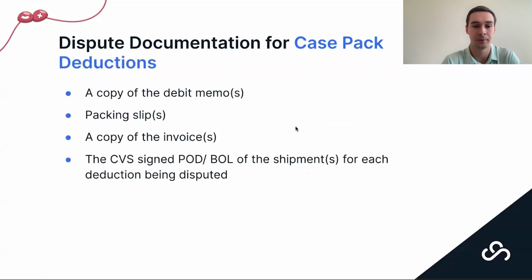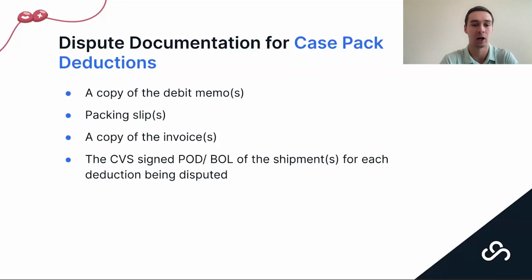When it does come to case pack, they do actually recommend all 4 of those from the shortage page we just talked about. So shortage is maybe a little bit less required, but still has some recommendations. For case pack, they go ahead and require all of these for you to be able to get a dispute approved.